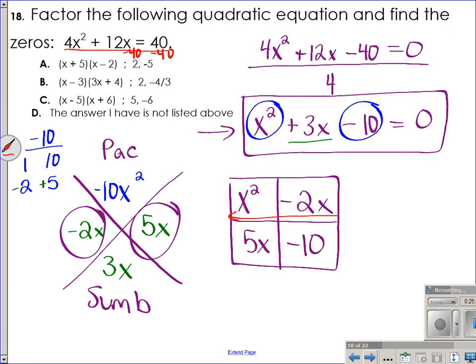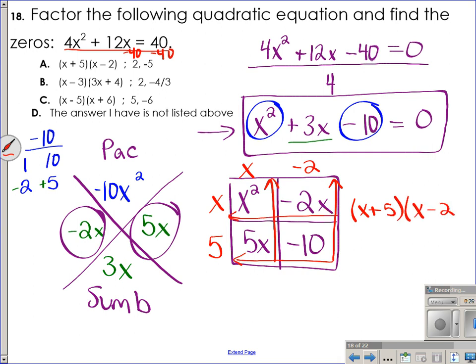So what can I factor out of x squared and negative 2x? Only 1x. What can I factor out of 5x and negative 10? Only a positive 5. What can I factor out of x squared and 5x? Only 1x. What can I factor out of negative 2x and negative 10? I can factor out a negative 2. So my factors are x plus 5 times x minus 2.